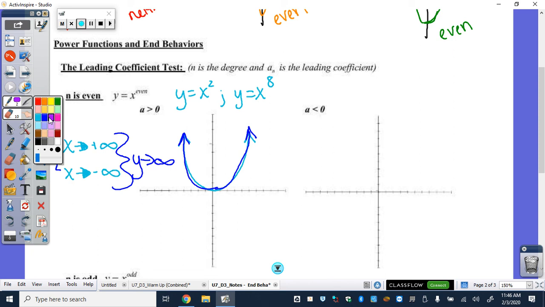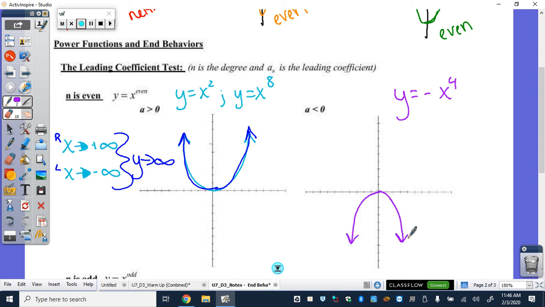So then if we have an even degree with a negative leading coefficient, like for example y equals negative x to the 4th, do you guys remember which way those ones go? Like if we had negative x squared, it goes down. Yeah. So no matter what your even degree is, if your leading coefficient is negative, your end behaviors are both going to be going down.